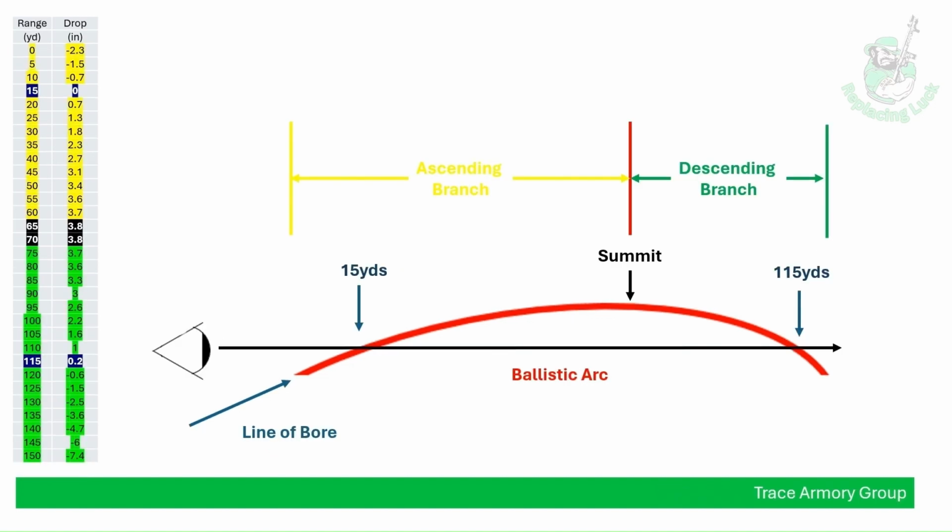A little bit of color coordination here. You might want to pause the video so you can see it. The blue shows you your sight-ins, yellow shows your ascending branch, the black shows you the summit, and the green shows you the descending branch.